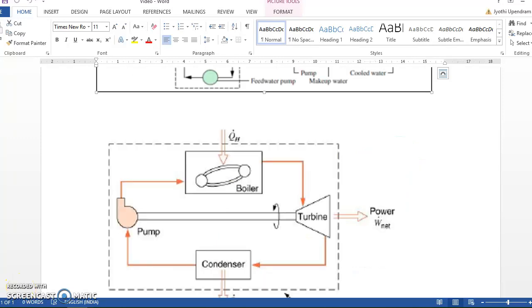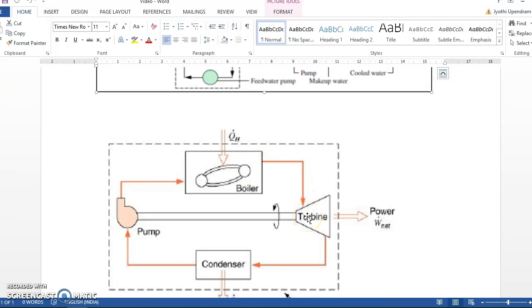The four basic components of a vapor power plant are shown in the figure. Each component in the cycle is regarded as a control volume operating at steady state. Initially, in the boiler, where the feed water is received from the pump and heat is supplied, it gets heated up to saturation, that is 100 degrees centigrade. After that, at constant pressure, further heat addition happens. The high pressure steam is generated and supplied to the turbine.